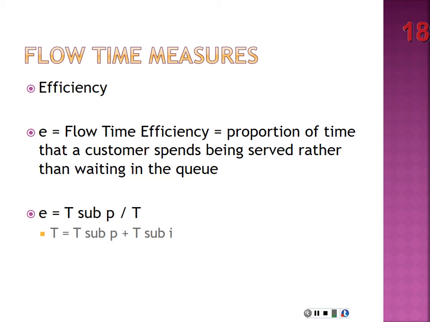From an efficiency standpoint, flow time efficiency is the proportion of time that a customer spends being served rather than waiting in the queue. So our efficiency is going to be our processing time divided by the total time.